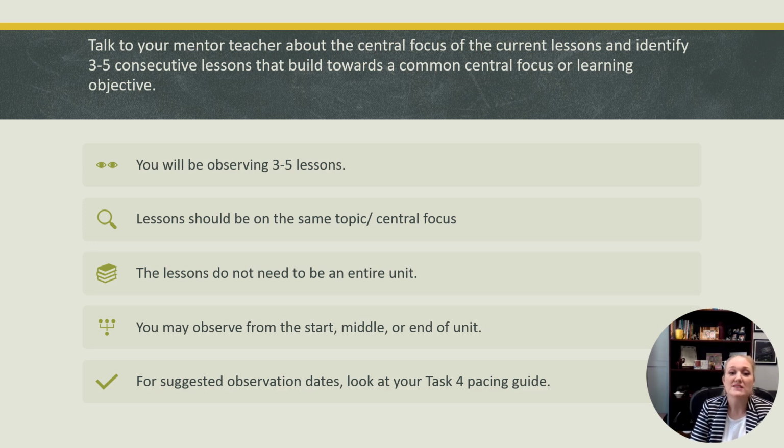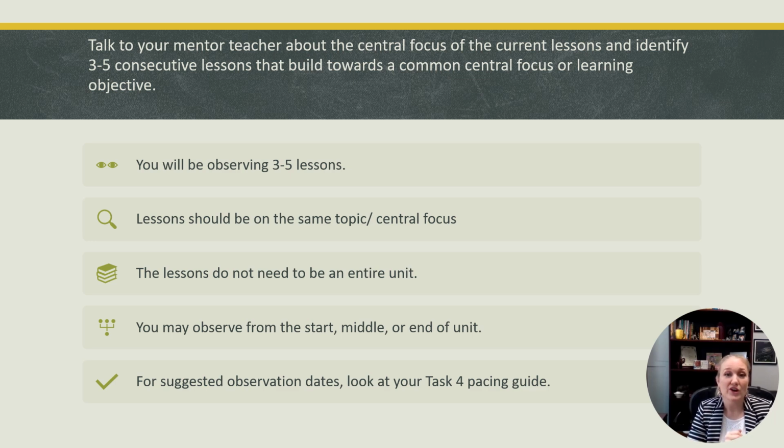Your next step is to talk to your mentor teacher about the central focus of their current lessons and identify 3 to 5 consecutive lessons that build towards a common central focus or learning objective. What that means is that you're going to be observing 3 to 5 lessons, so you want them to all be on the same topic. If where you are in the year, your teacher is currently teaching addition, but they're getting ready to switch to subtraction, you might want to wait until they start that subtraction unit to make your observations.